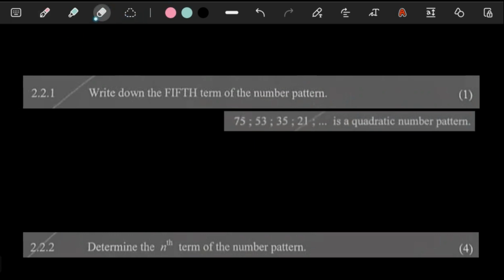So for this question, for the fifth term, we need to find out certain things. You see, this minus this, 53 minus 75. What is 53 minus 75? It is giving us negative 22. 35 minus 53, it's giving us negative 18, right? And then 21 minus 35 is negative 14.